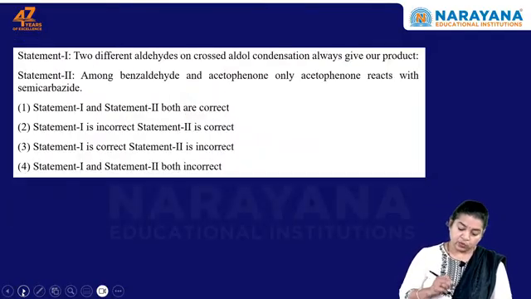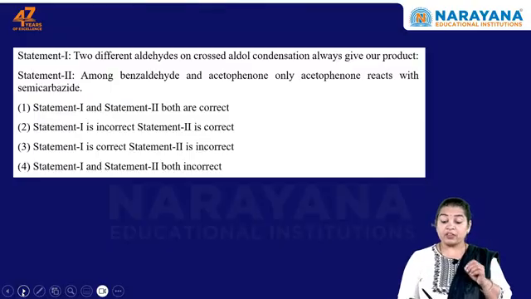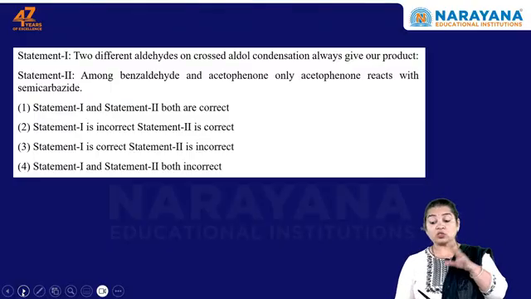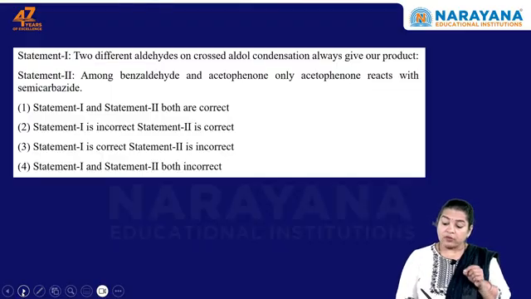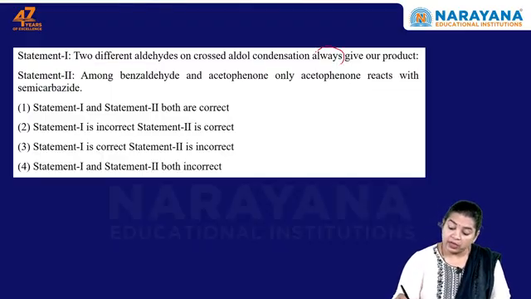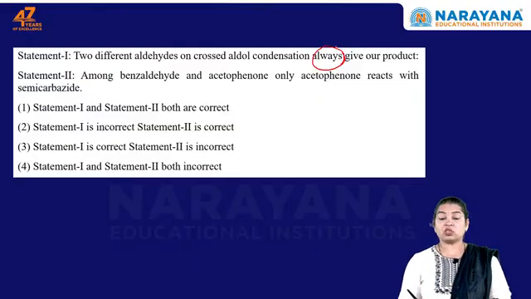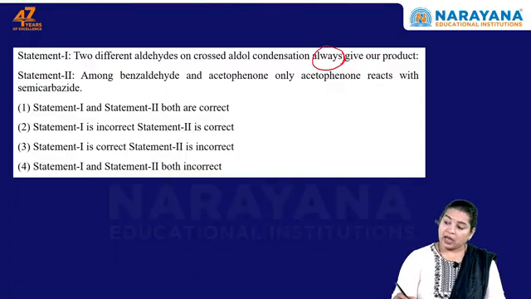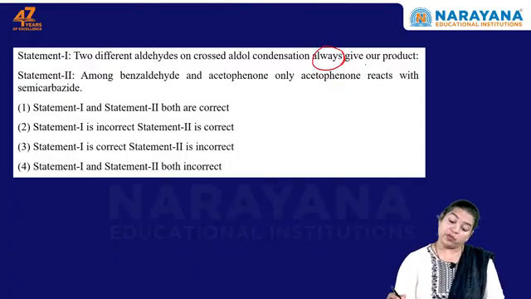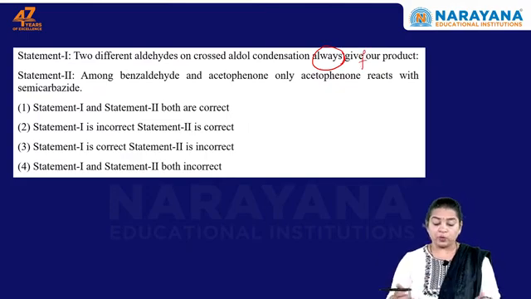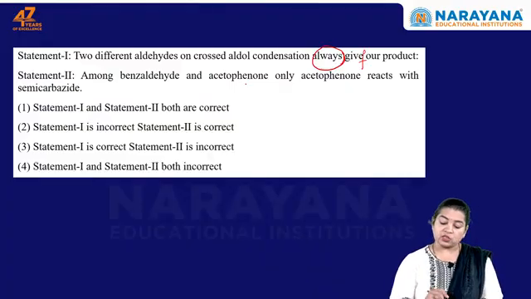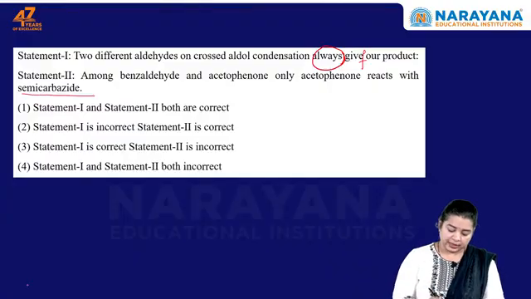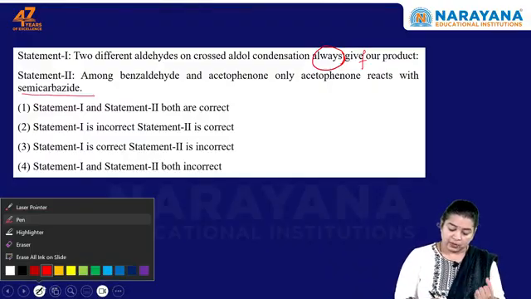Okay, let us move to our next question. 2 different aldehydes on crossed aldol condensation always give 4 products. In chemistry, such emphatic words like always and never are to be taken care of. Among benzaldehyde and acetophenone, only acetophenone reacts with semicarbazide. Let us deal with one statement at a time.